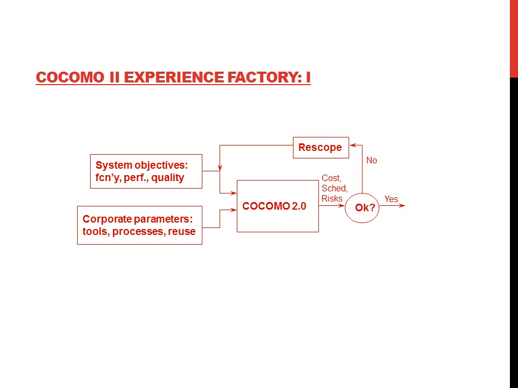And here we are seeing the experience factory of COCOMO 2, which provides system objectives such as functionalities, preferences, and quality. Corporate parameters are tools, process, and reuse. We give these to COCOMO 2, and cost, schedule, and risks are estimated, and if it is okay, then it is passed through. If it is not okay, we have to rescope it again.